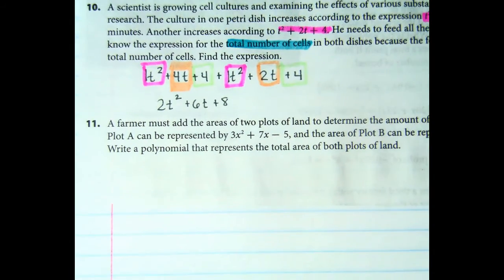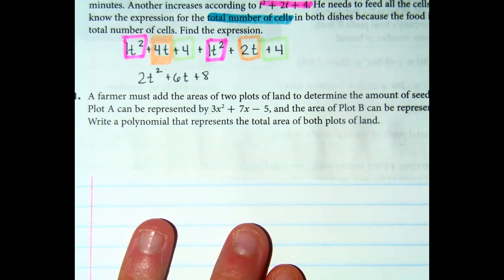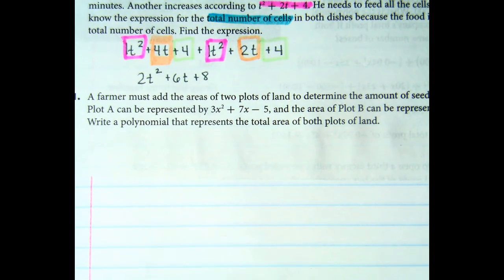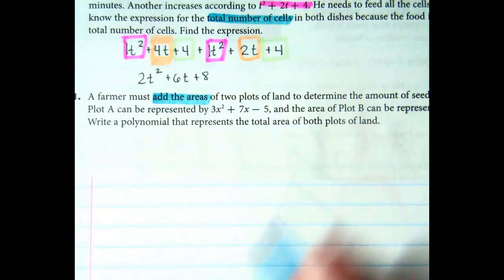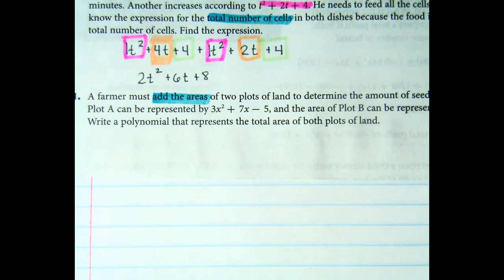Number 11 says a farmer must add the areas of 2 plots of land to determine the amount of seed to plant. Well, that one tells you pretty quick how you know if it's add or subtract. What's your word there? He literally says you must add. So if he says you must add the areas, guess what we're going to do? Add. What are the 2 areas we're going to add?